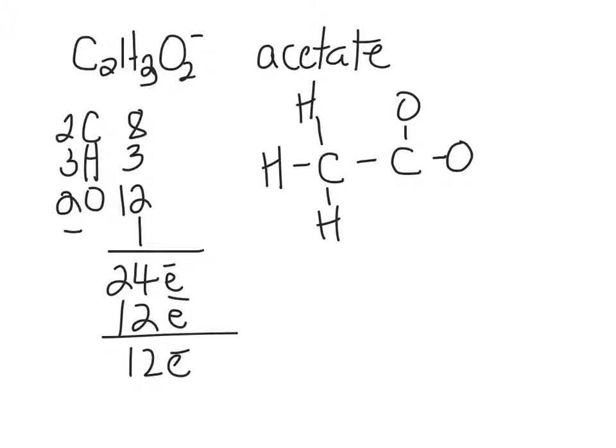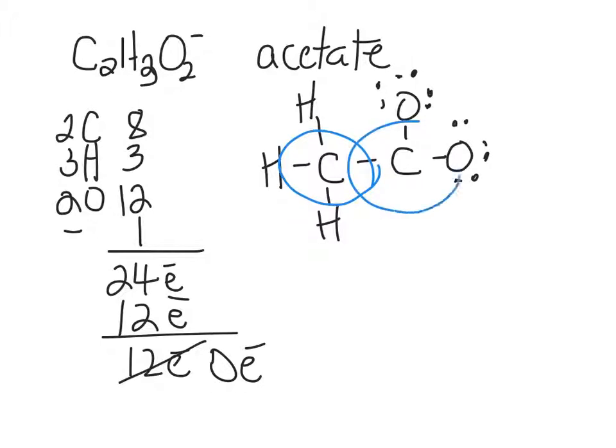So you put them around the terminal atoms first. So 2, satisfy their octet first. 4, 6, 8, 10, 12. So now each oxygen is surrounded by 8 electrons. So we've used up our 12 electrons, we have none left. So let's double check our central atoms. Carbon number 1 is satisfied, it's surrounded by 8 electrons. But carbon number 2 is only surrounded by 6 in the bonds.